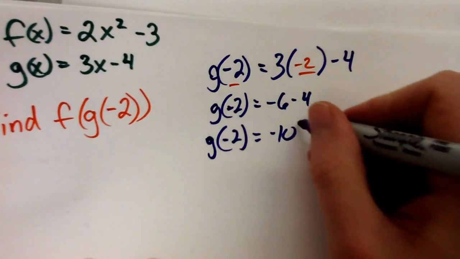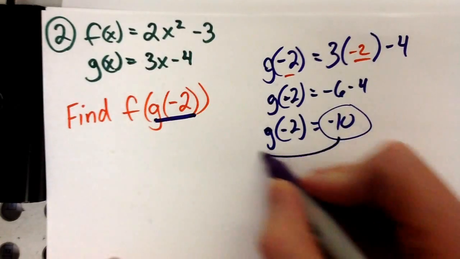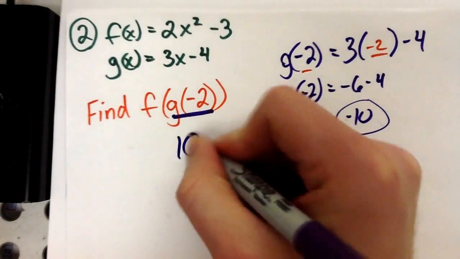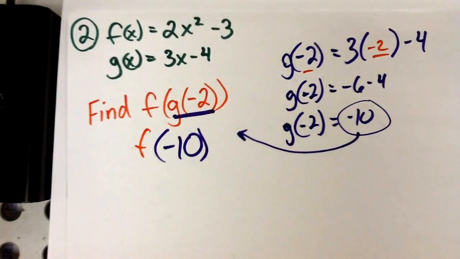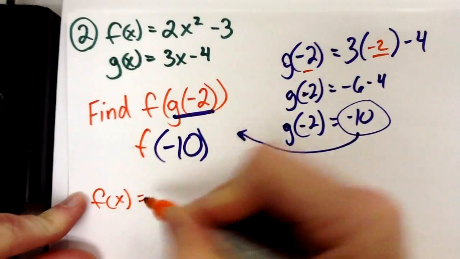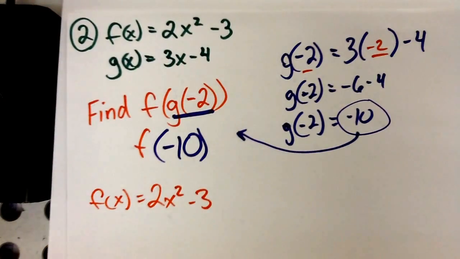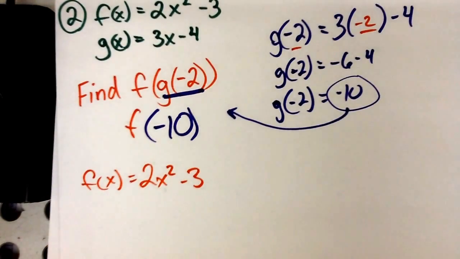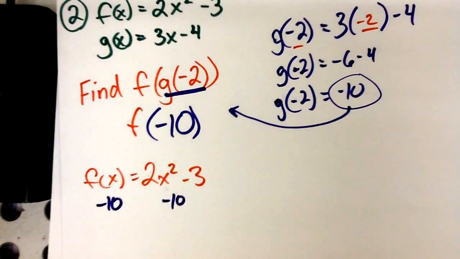Okay. Now that I know that, I'm going to do substitution. I'm going to take this g of negative 2 and put that in its place. So instead of g of negative 2, I want to replace it with f of negative 10. Okay. Well, what do we know about f? We know f of x is 2x squared minus 3. You don't have to rewrite it, but I'm going to do that just to kind of help you see how this works. If I'm finding f of negative 10, well, then that means negative 10 replaces x both places here.